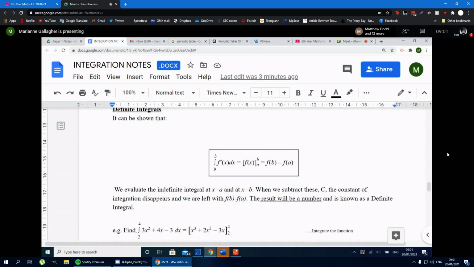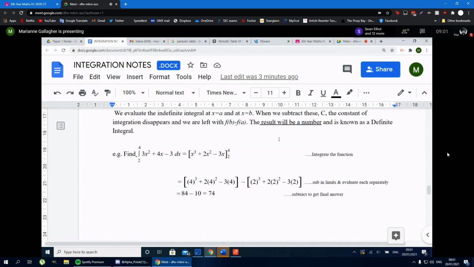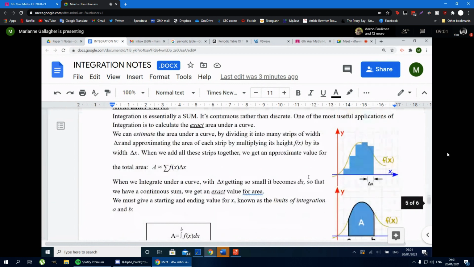And for definite integrals, if you have the limits a to b, you do your integration, and then it's just sub in b. When you work it out, you put in f of b minus f of a. And the constant of integration disappears. This is the definite integral. Okay, so we know how to do all that.